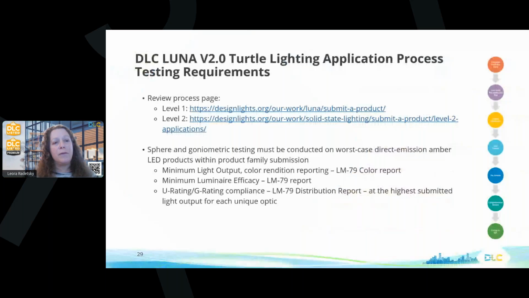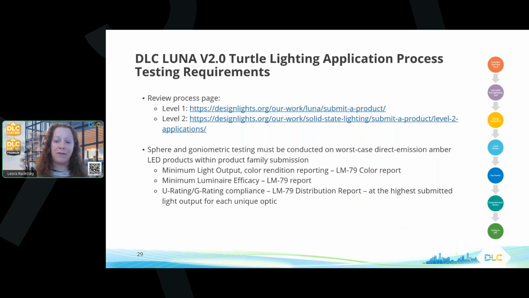So these products, just like white LEDs, are categorized either as a level 1 or as a level 2 product. So a level 1 product basically has one optic, only varies by dimming or voltage variations, obviously just has one spectrum, and it's essentially a single product. A level 2 application is a product that has multiple distributions, multiple light outputs, potentially multiple dimming and voltage variations, and essentially has all sorts of variations across performance, but is still constrained to direct emission amber LEDs.